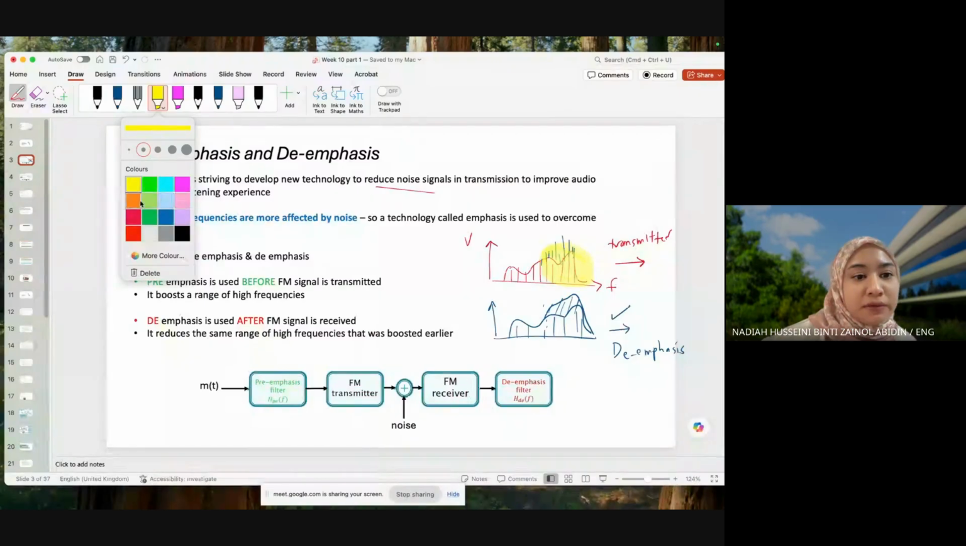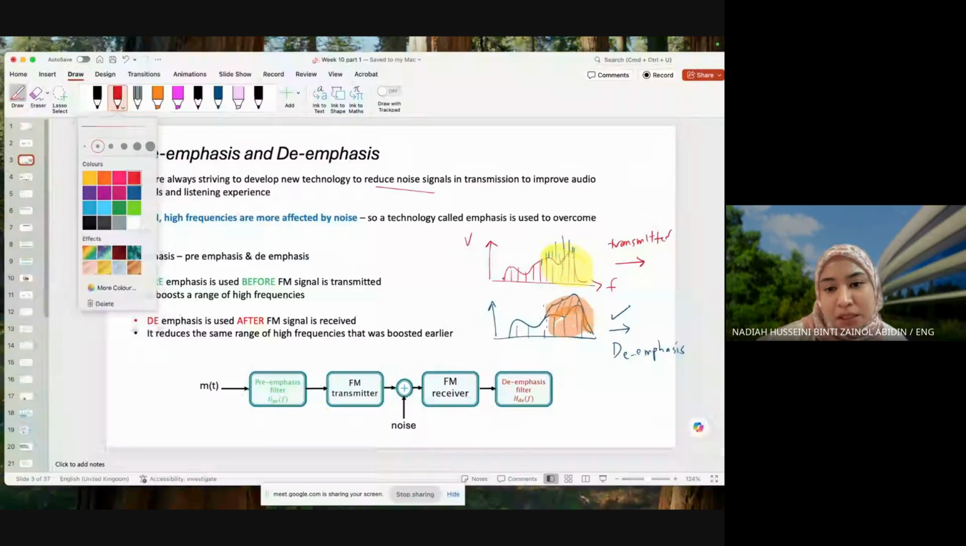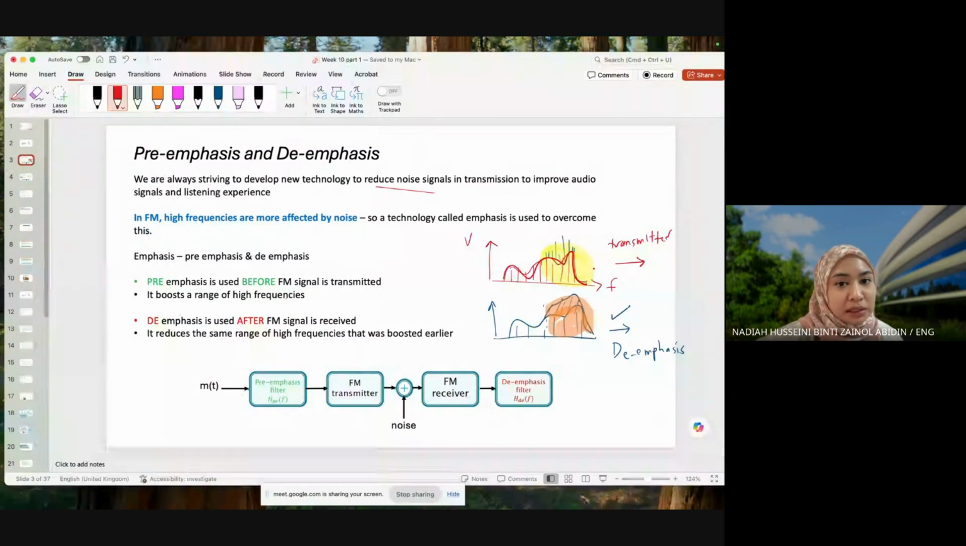Let's use a different color. Let's use orange. It will de-emphasize this part or this region. And what we will get is a shape similar to what we wanted to transmit earlier, the original signal before it passed through pre-emphasis. Basically, it's amplifying the high range and then attenuating the high range. So what is the purpose of doing this? When you de-emphasize the high range after it has been distorted by noise, you are actually attenuating the noise as well, and that's a good thing.